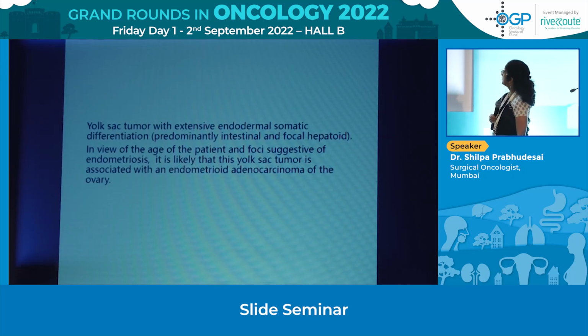She is 50. So we said in view of the age of the patient and foci suggestive of endometriosis, it is likely that this tumor is associated with an endometrioid adenocarcinoma of the ovary, which unfortunately we were not able to document in the material that we received, and it was extensively sampled. So the last I heard is that they were considering treating her as an endometrioid type of adenocarcinoma rather than a yolk sac tumor, but they were going to discuss it in the MDT. I don't have any further follow-up on this patient.